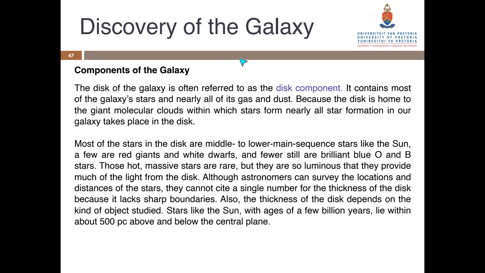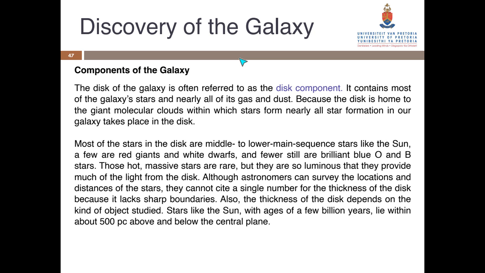Most of the stars in the disk are middle to lower main sequence stars like the Sun. A few are red giants and white dwarfs, and fewer still are brilliant O and B stars. Those hot massive stars are rare, but they are so luminous that they provide much of the light from the disk. Although astronomers can survey the locations and distances of the stars, they cannot cite a single number for the thickness of the disk because it lacks sharp boundaries.